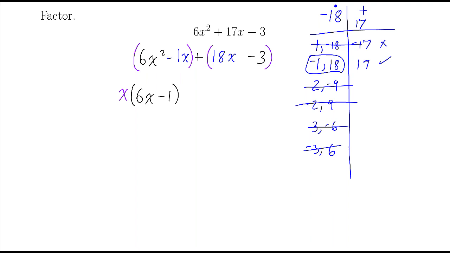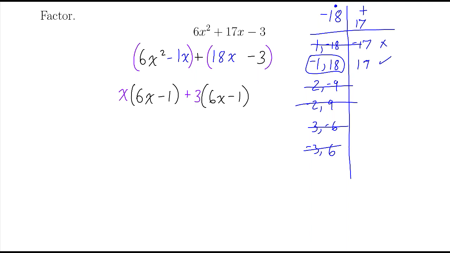Okay, now what about between 18x and negative 3? Well, both of those are divisible by positive 3. Okay, well, if I divide out that positive 3, 18x divided by 3 will give me 6x. And negative 3 divided by 3 will give me negative 1. This is starting to look familiar, right?